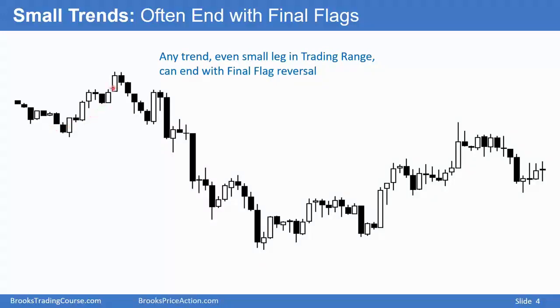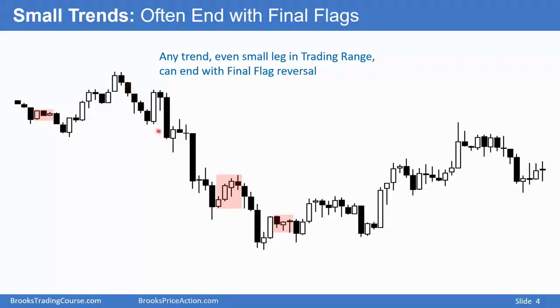We have a bull trend here, and here's the final bull flag of that bull trend. Every trend, even if it's a small leg within a trading range, can end with a final flag reversal. We have a bear trend, an III pattern, 3 consecutive inside bars. The bear trend resumed, but then it reversed, so this was the final bear flag in the bear trend.